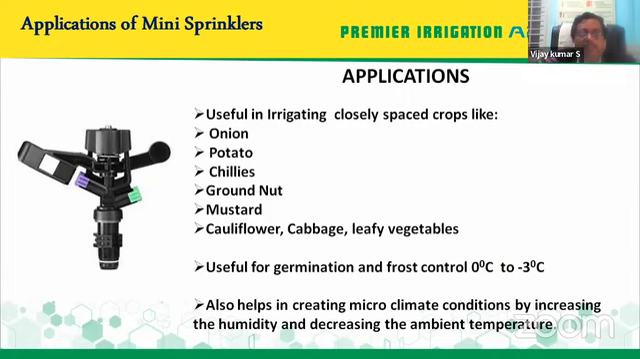So the plant is protected from getting further thermal shock. It's all over Europe and places like Kashmir or any other place where the temperatures drop. It's a good practice to go for sprinkling just before the onset of the winter season, so that it will help with frost control. In addition, like a micro sprinkler, a mini sprinkler also will help you have microclimatic control by increasing the humidity and decreasing the ambient temperature.